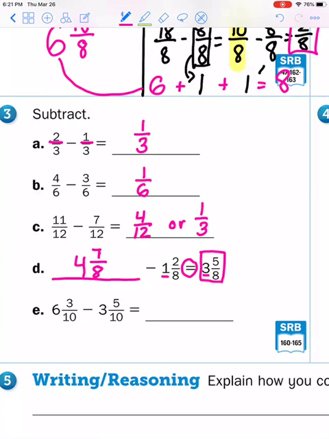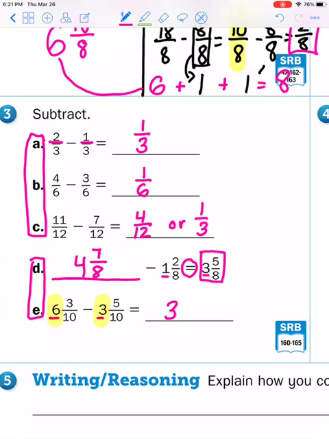All right, let's do E, 6. Now be careful because this is a mixed number. A through C were all fractions, and D and E are with mixed numbers. So make sure you realize and you switch your strategy accordingly. 6 3/10 minus 3 5/10. So 6 minus 3 is 3. Now, you could do this one of two ways. You could subtract the whole numbers, or you can convert them to an improper fraction. I can do the whole numbers, right? I can get 6 minus 3 is 3.